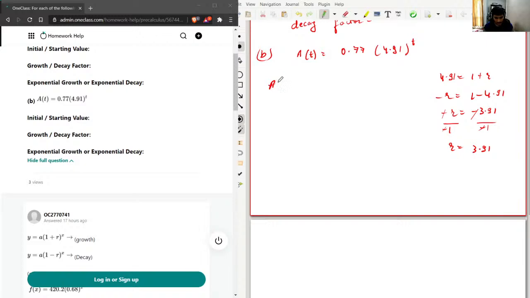So I can write this as A of t is 0.77 times (1 plus 3.91) to the power t. So again we have a positive sign here, so we'll have the growth factor here. And the initial value.